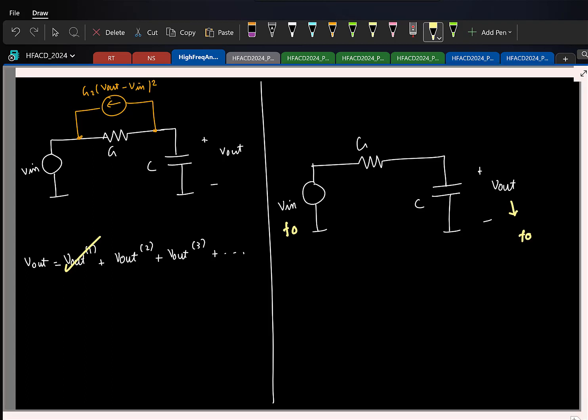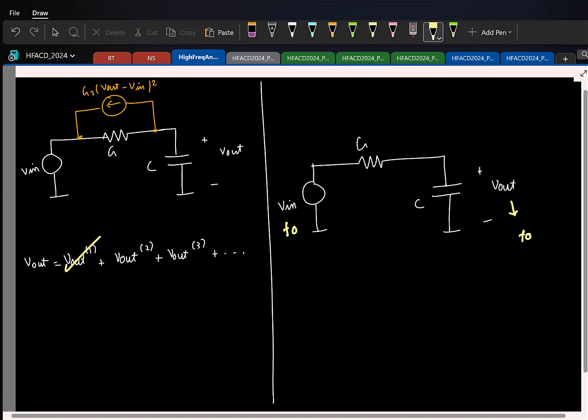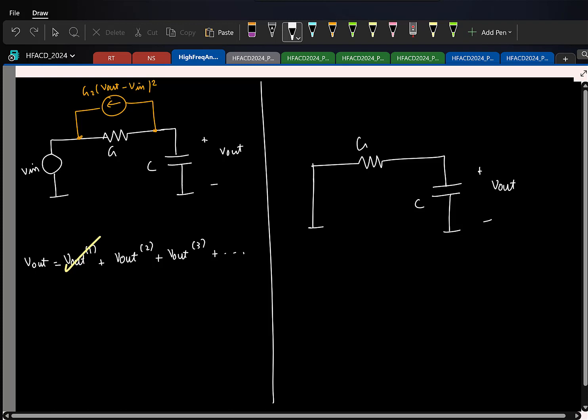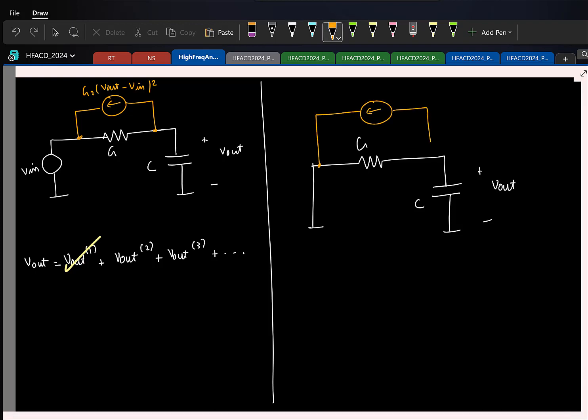Now the second part is where things are going to be interesting. So if this V in is giving the linear portion, all the nonlinear terms must be coming from the response due to the current source. Is that okay? So I found the response due to the voltage source, so I'll now neglect it. I'll zero it. I'll now inject the other input, G2 times.